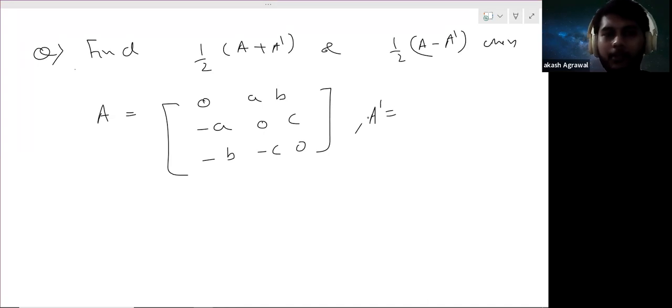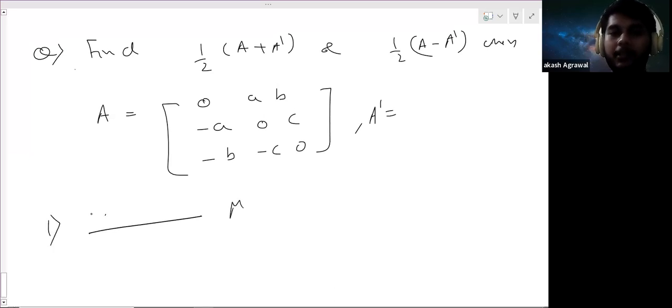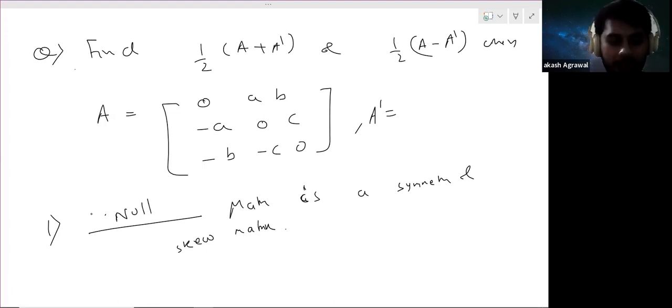Actually, I was going to ask you a question. What matrix is both a symmetric and skew symmetric matrix? And the answer is the null matrix. Null matrix is both symmetric and skew symmetric. Any doubts in this? No, sir. So matrices is clear. Multiplication, addition, subtraction, transpose, everything is clear. Yes, sir.